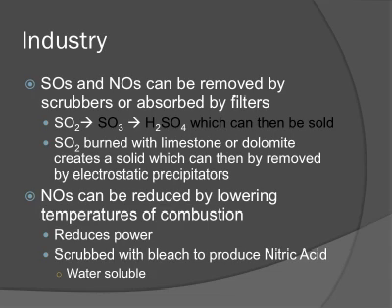Nitrogen oxides can also be reduced by lowering the temperatures of combustion. But again, what happens if we lower the temperatures of combustion? We are no longer doing complete combustion and we start producing hydrocarbons and carbon monoxide. So it reduces the amount of power. However, we can take our nitrogen oxides and scrub them with bleach to produce nitric acid. What do you think we could do with the nitric acid then? Sell it, because it's a product that we can make money off of. Nitric acid is also water soluble, which means we can dump it down the sink. It's not going to harm the environment.